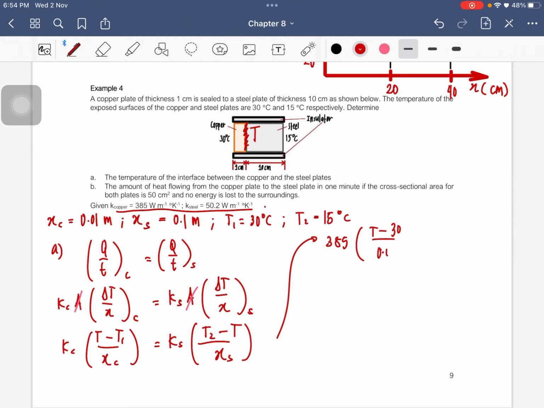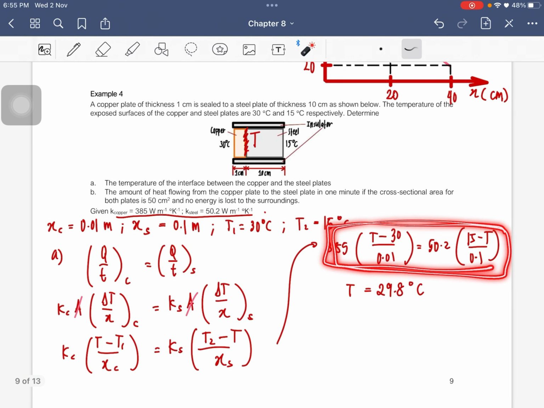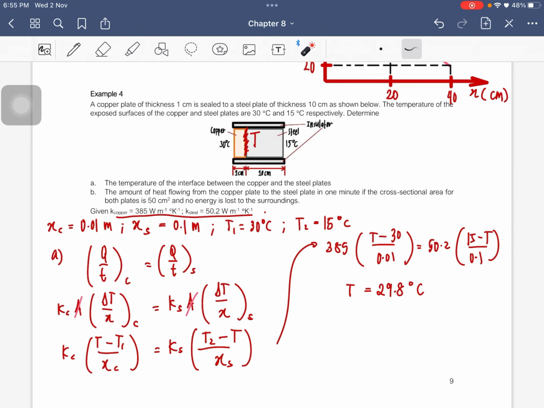T minus 30 over 0.01, 50.2, 15 minus T over 0.1. So we get T equal to 29.8 degrees Celsius. Most students would find problems when dealing with this equation here. Their numbers are right but they did something wrong mathematically. The maths is wrong when they move terms around. So make sure you double check how you solve after getting this equation. Don't make any careless mistakes.